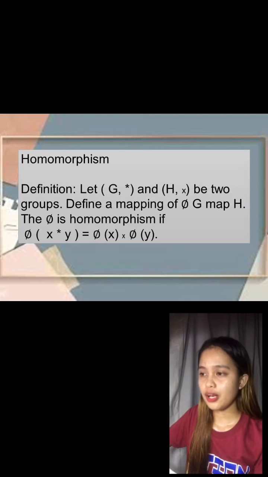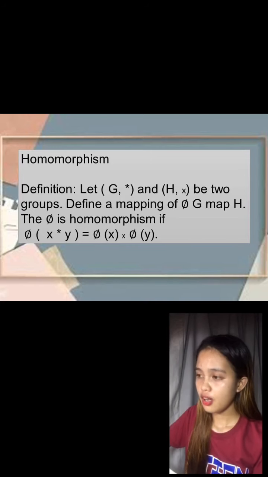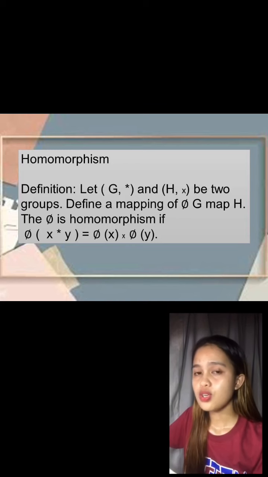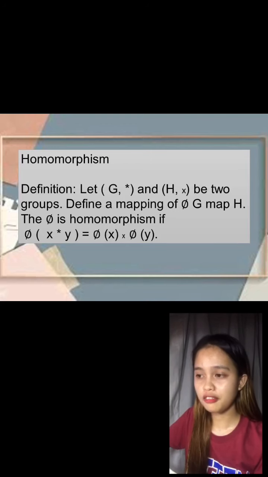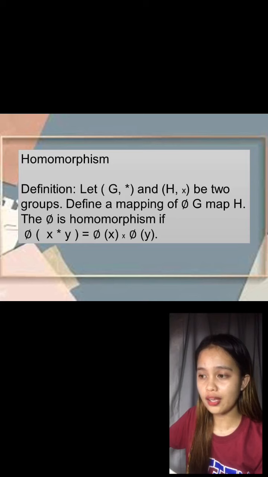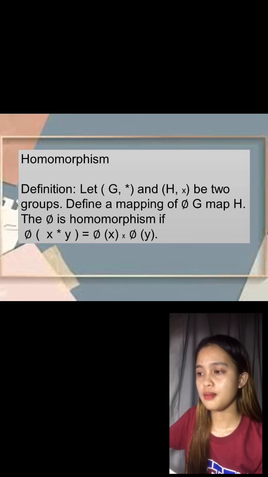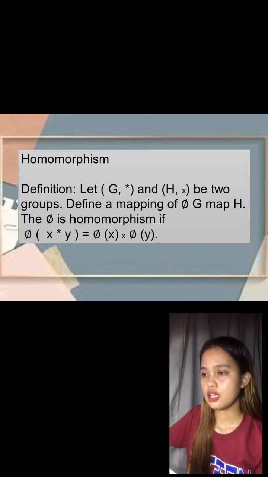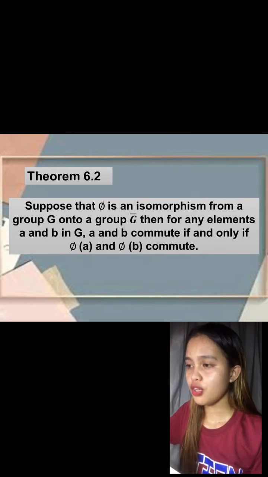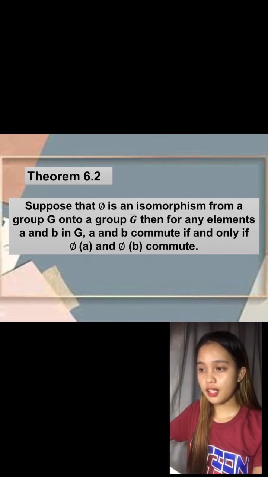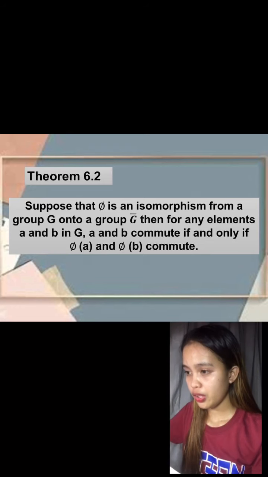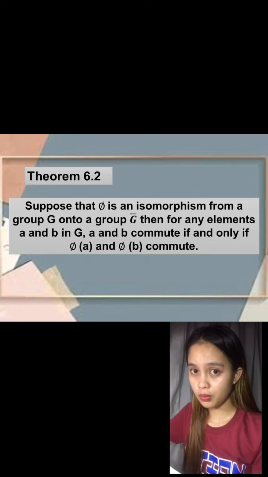It is defined as: let G with operation star and H with operation multiplication be two groups, and define a mapping phi from G to H. Then phi is a homomorphism if phi of x star y is equal to phi of x times phi of y. So in theorem 6.2, suppose that phi is an isomorphism from a group G into a group G bar, then for any elements A and B in G, A and B commute if and only if phi of A and phi of B commute.